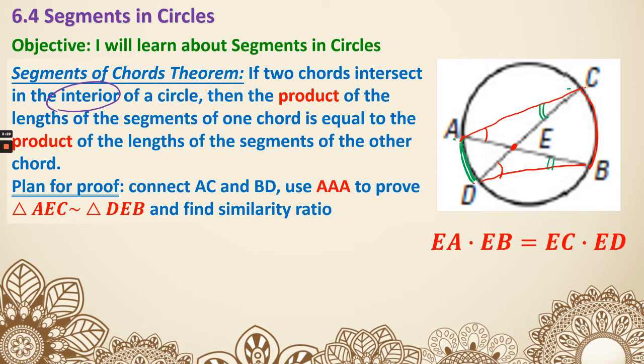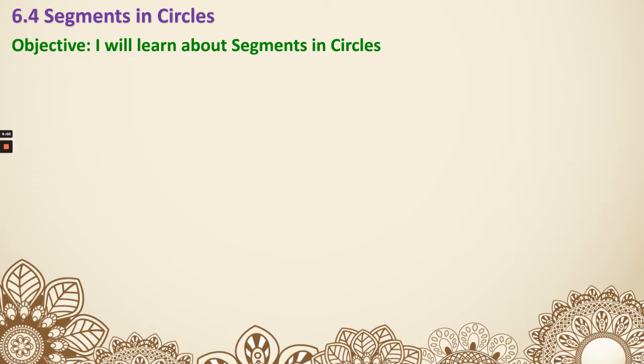And these two triangles also have the vertical angles right here. That's why these two triangles are similar. Use AAA to prove that triangle AEC and triangle DEB are similar. And then we can set up the ratio EA compared to ED is the same as EC compared to EB. And if we simplify that, that is going to give us EA times EB equals EC times ED. That's the first one. Let's use that to solve some questions.